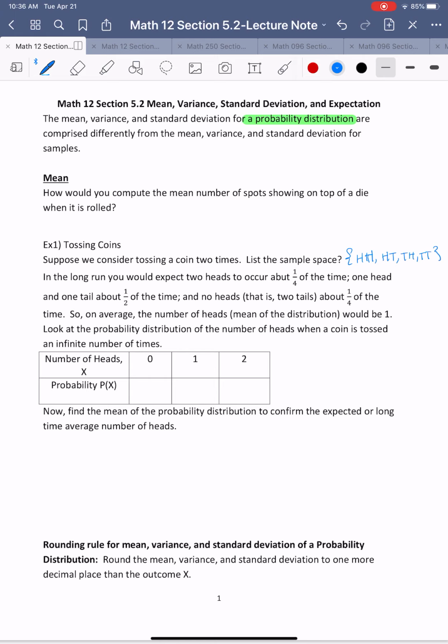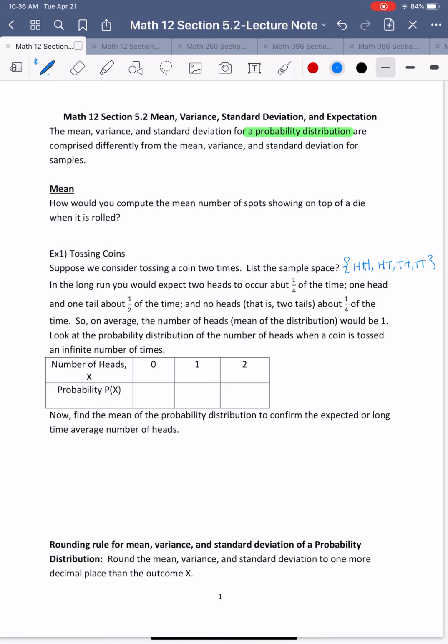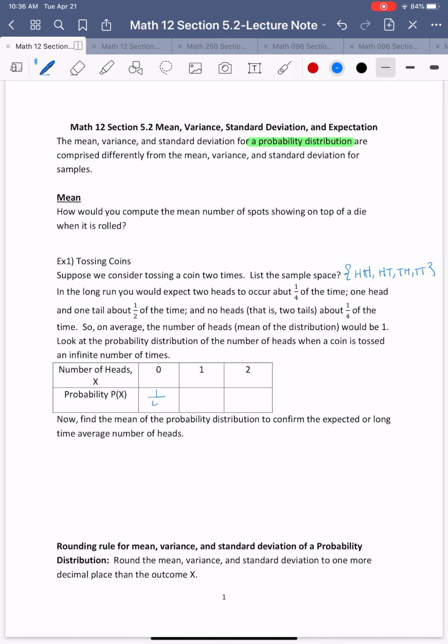So in the long run, you would expect two heads to occur about 1/4 of the time, one head and one tail about 1/2 of the time, and no heads, which is 2 tails, 1/4 of the time. On the average, the number of heads will be 1. So look at the probability distribution of the number of heads when the coin is tossed an infinite number of times. 0 heads, of course, is 1/4. One head could be head-tail or tail-head, so that's 2/4, which is 1/2. And then 2 heads is going to be another 1/4.